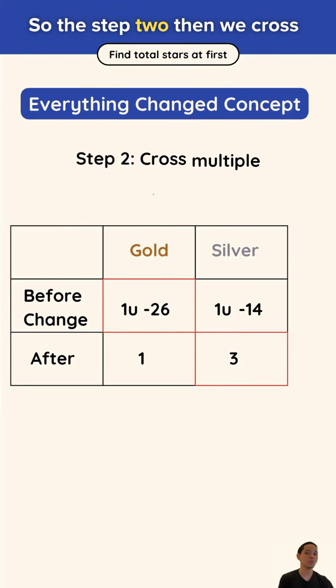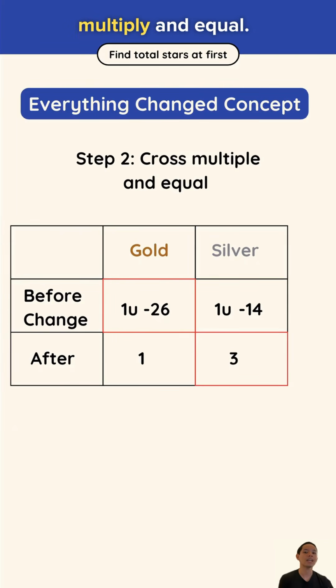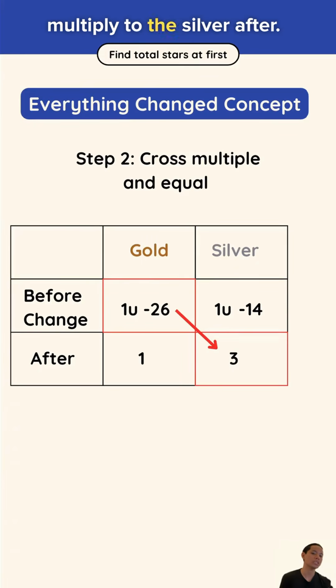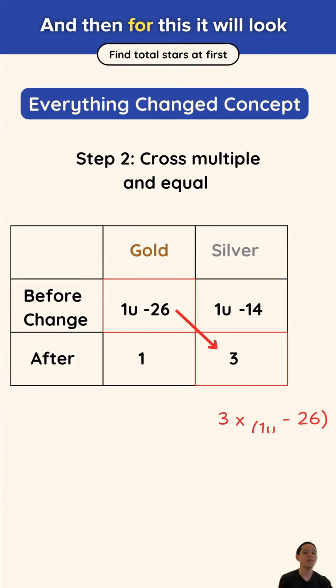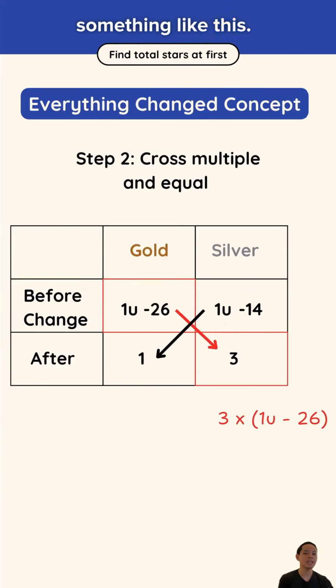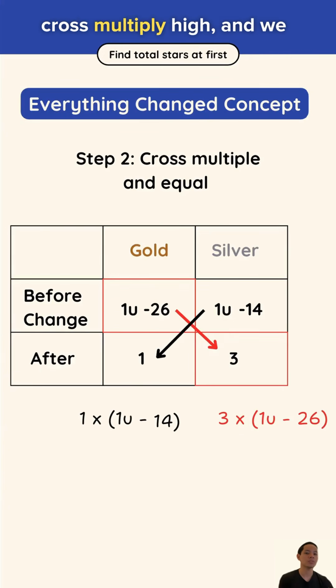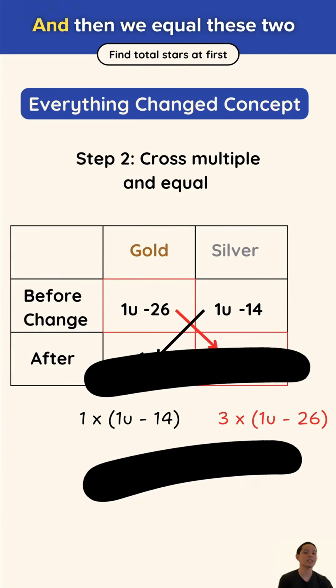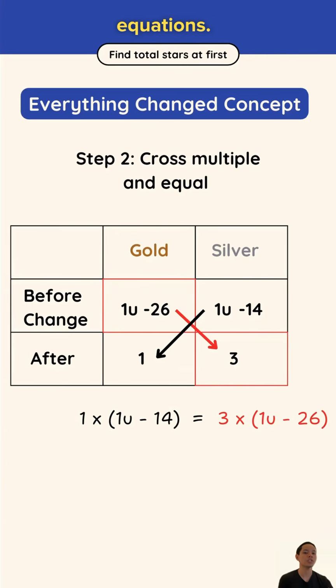So step 2, we cross multiply and equate. How does it look like? So 1 unit minus 26, we cross multiply to the silver after. And then for this, it will look something like this. And 1 unit minus 14, we cross multiply and it looks something like this. And then we equate these two equations. So the thing is, how do we then solve these two equations?